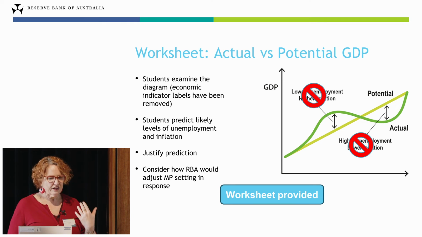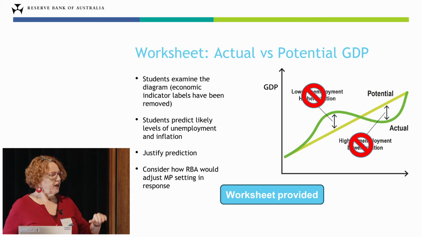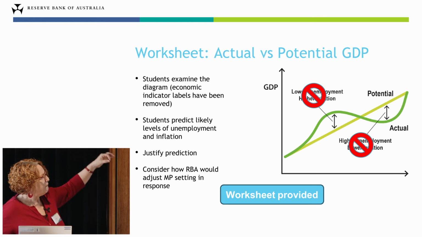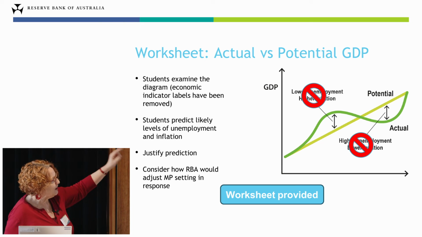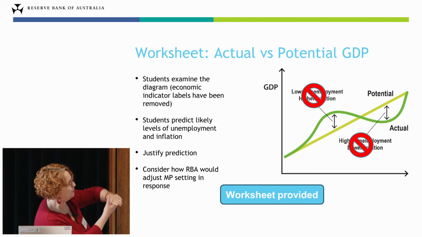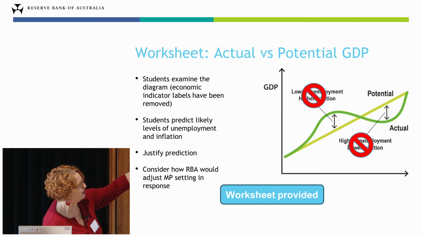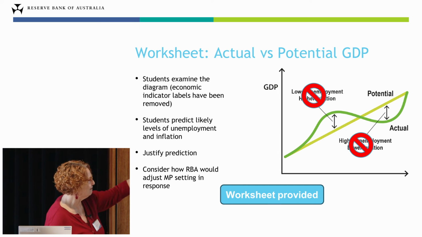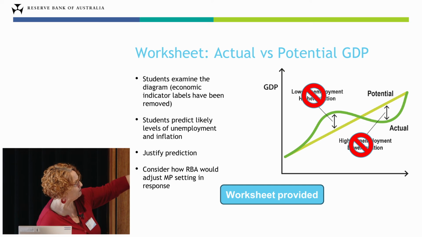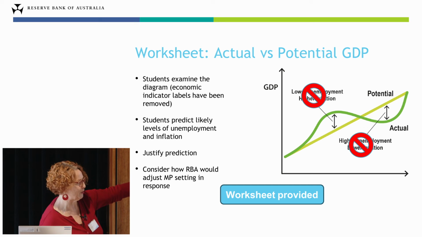So I actually have a sheet, which you'll get a copy of, where getting them to talk about the likely conditions, I actually take the labels off. So I just give them the graph and I ask them, well, what would unemployment look like during that period where the garden green line is above the lime green line? And what would unemployment and inflation be likely to look like?